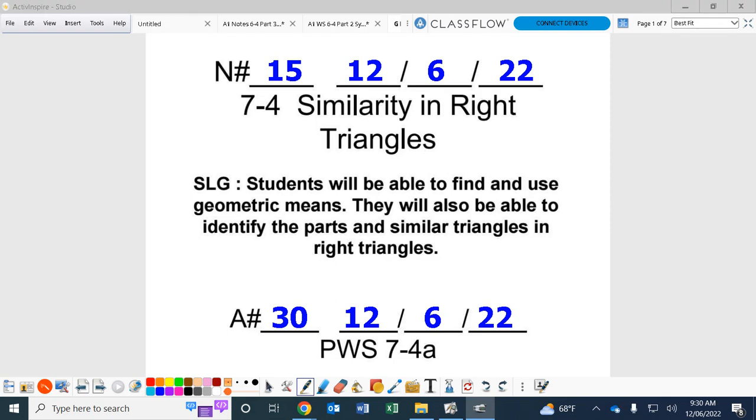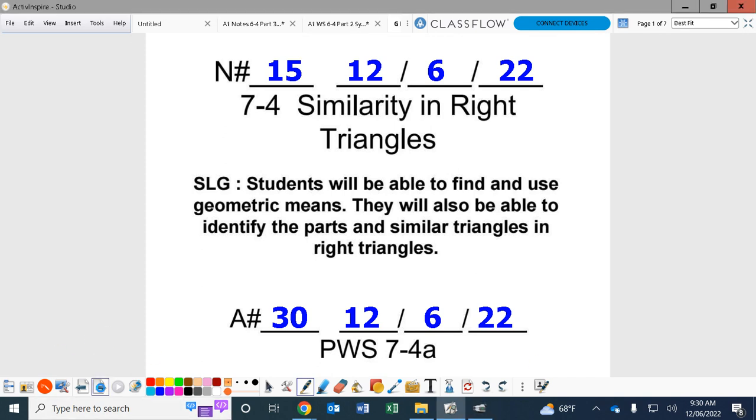So today we're going to be working on similarity in right triangles. As I said, this is going to involve the extremes and means. We talked about that before, but we're going to talk about this as we go forward. We're going to be using this to deal with our geometric mean. That geometric mean is going to be a concept that we're going to be introducing today.